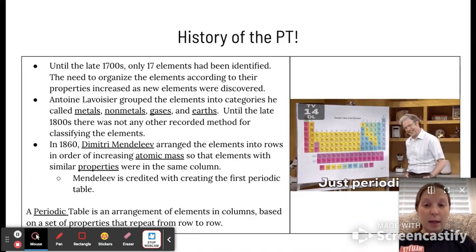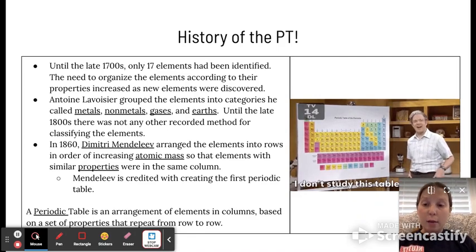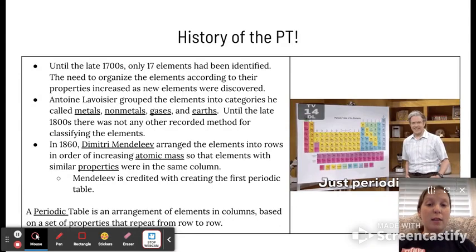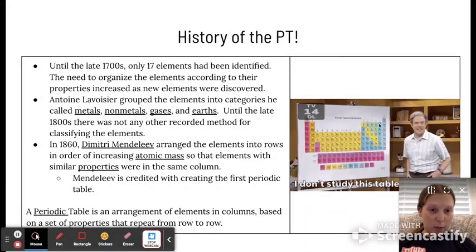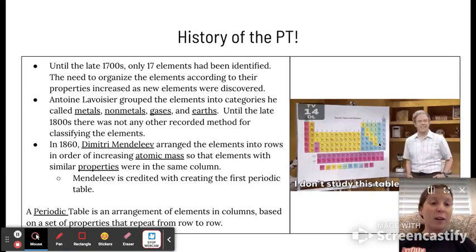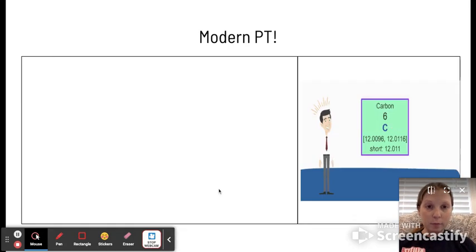And the periodic table is an arrangement of elements in columns based on sets of properties that repeat from row to row. That's known as periodic law, which we'll go over in a minute. But each of these columns, so I'm going to use this little meme over here, each of these vertical columns, the elements within those vertical columns have very similar properties.